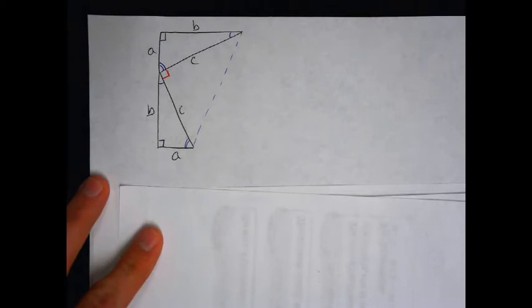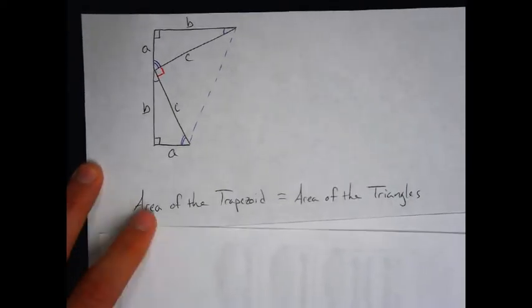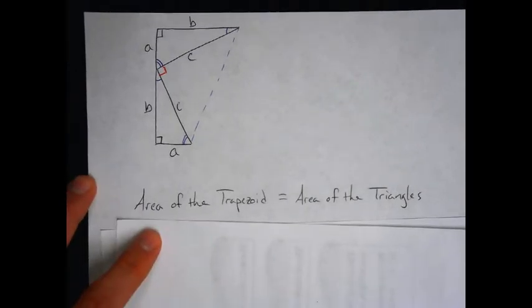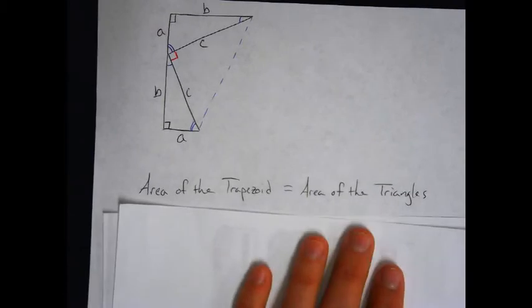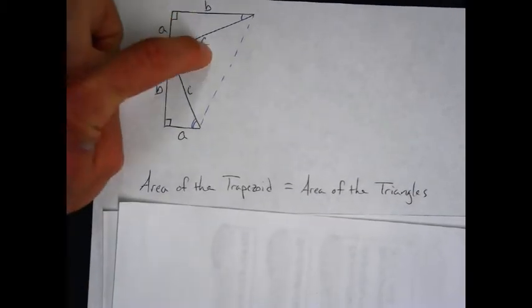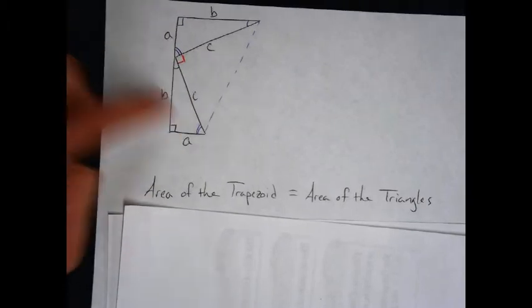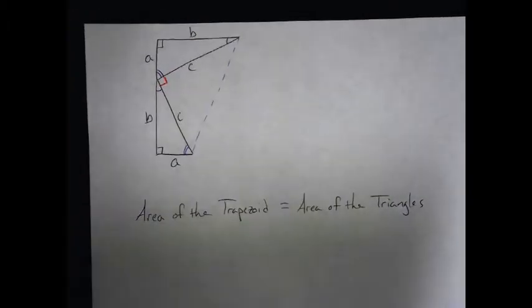So, President Garfield decides what we're going to do is talk about the area of the big trapezoid that we have formed being equal to the area of each of the 3 triangles. So we find the area of this triangle, the area of this triangle, the area of this triangle, and that would equal the area of the trapezoid. Okay, so that is the setup.